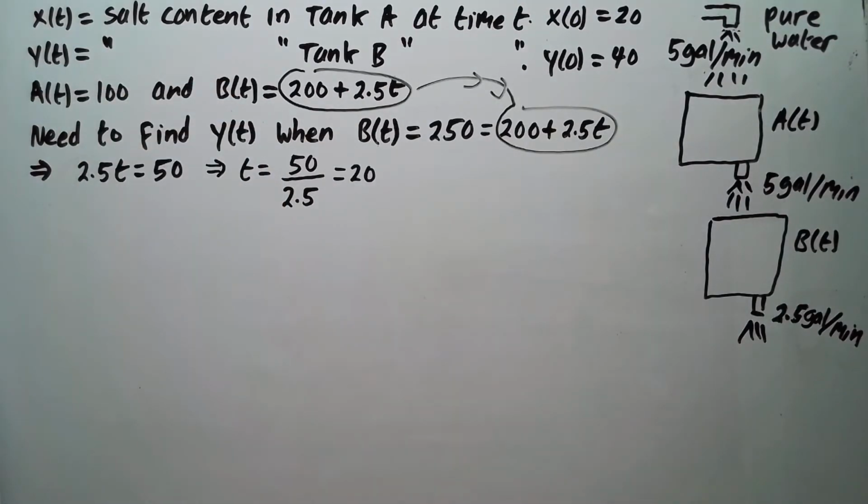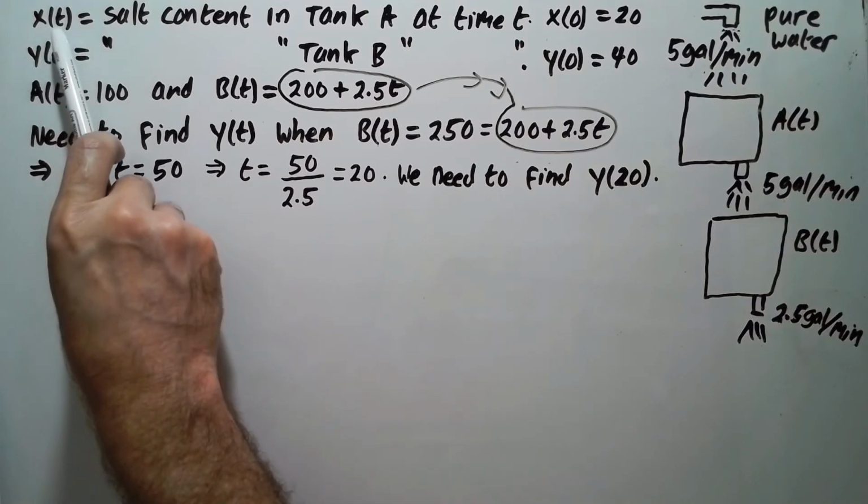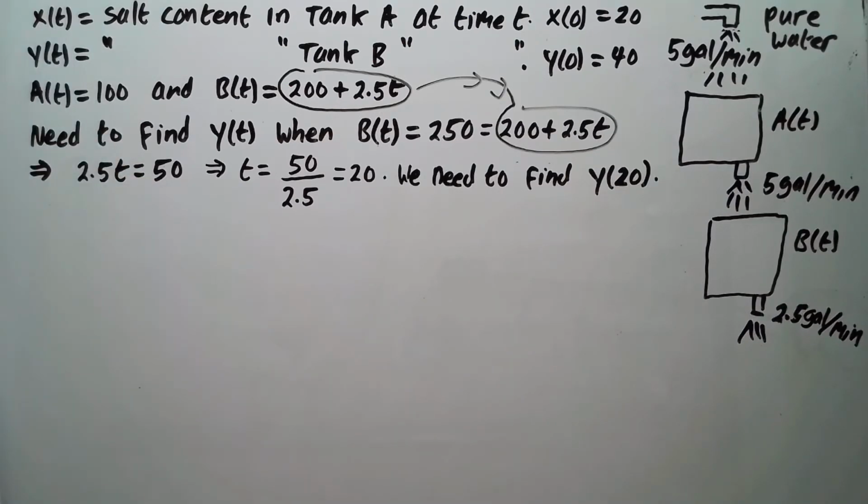So let me write that here. We need to find y of 20. But in order to find y of 20, actually we're going to have to find x first. So let's write a differential equation involving x. Let's see how the salt content is changing in tank A.